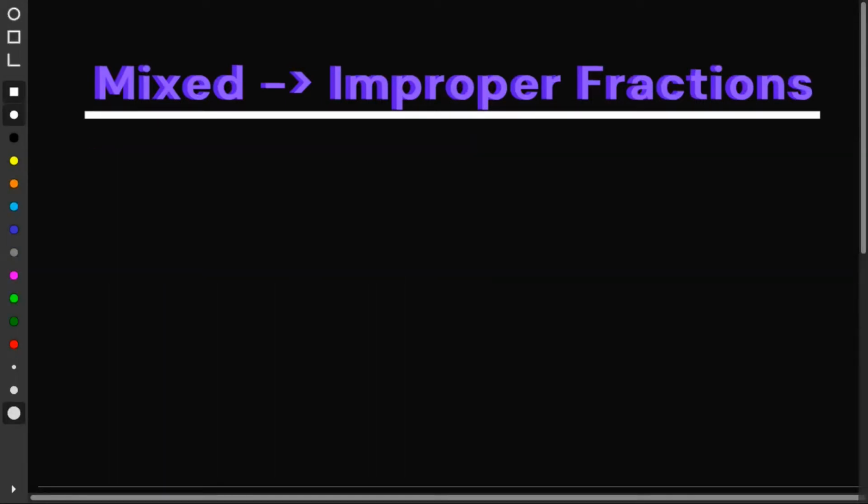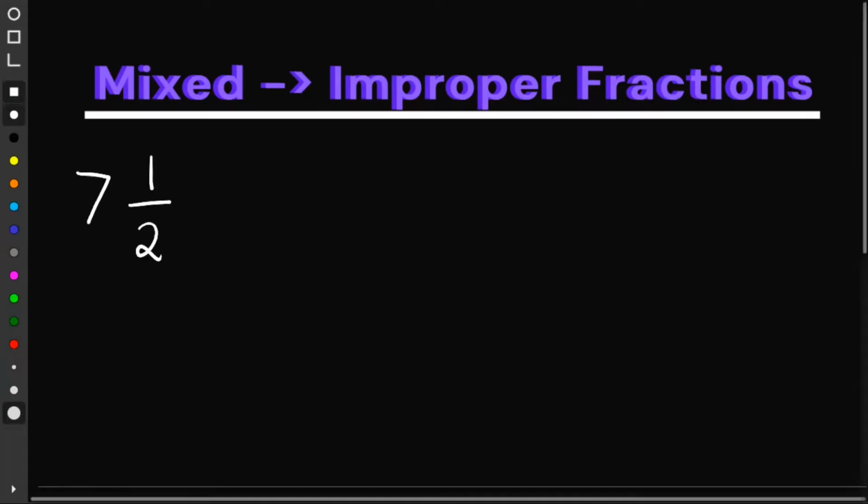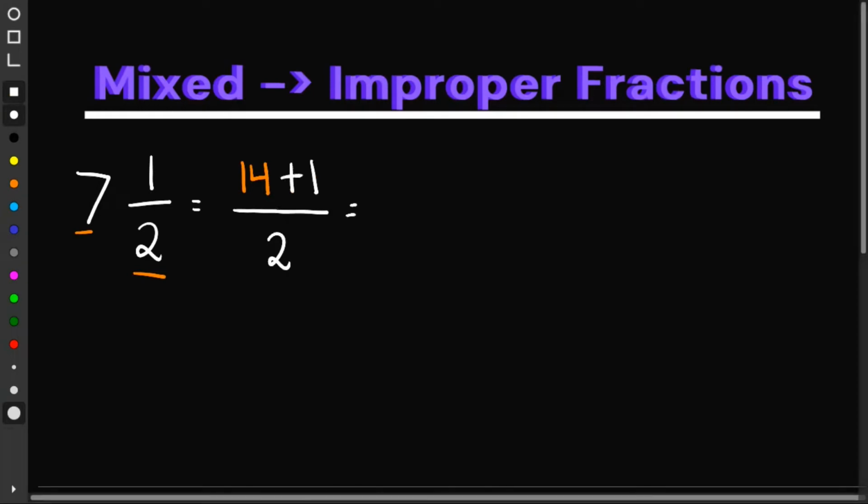Let's try more examples. Now feel free to pause the video so you can try it out for yourself. So if we have 7 1/2, again we multiply these two, that would give us 14, add 1 all over 2, that would give us 15/2. As simple as that.